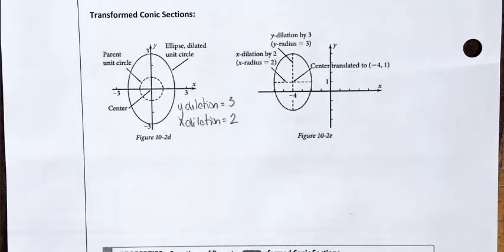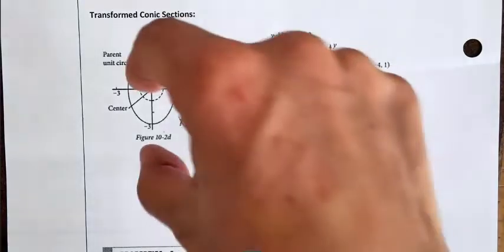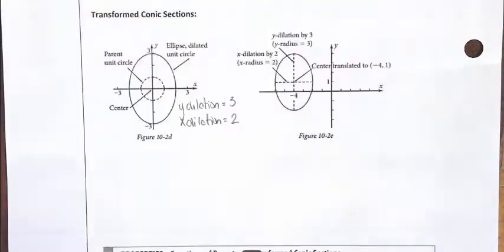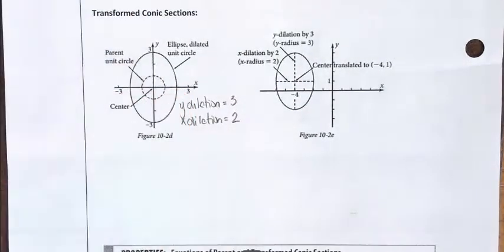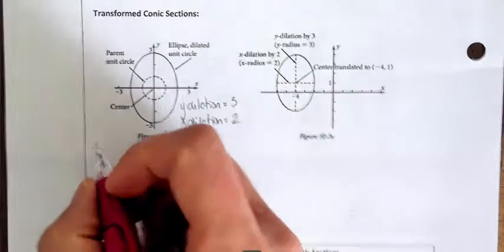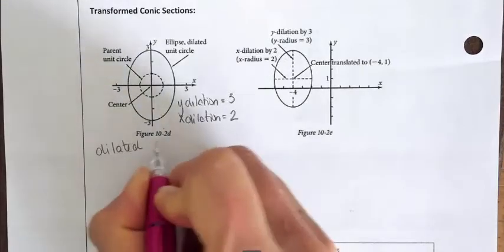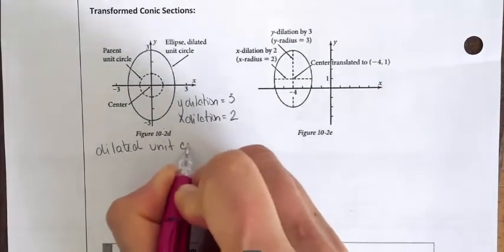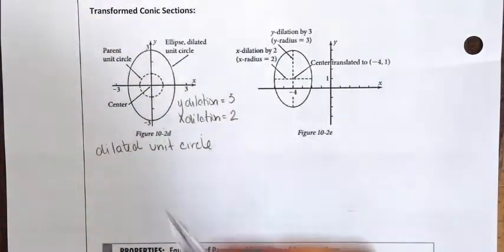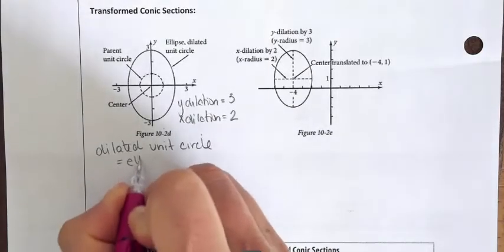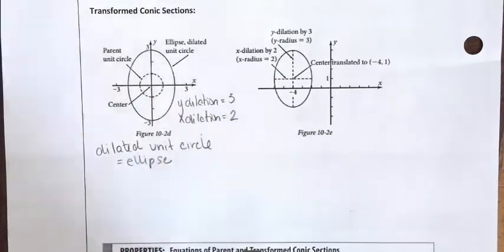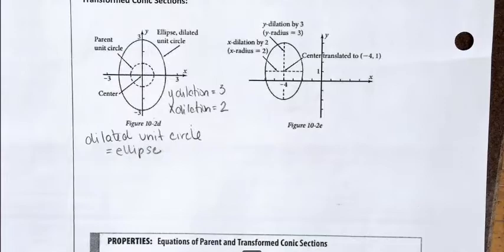Instead what we end up having is a major axis, which is going to be the y-axis because that's the longer one, and then a minor axis, which is going to be your x-axis. So this is what we call a dilated unit circle, which we would then call an ellipse because the dilation was not consistent all around.